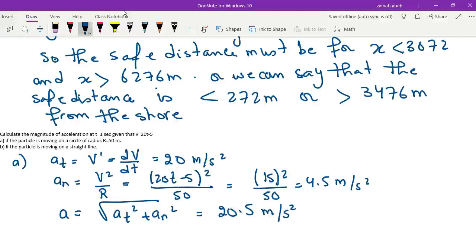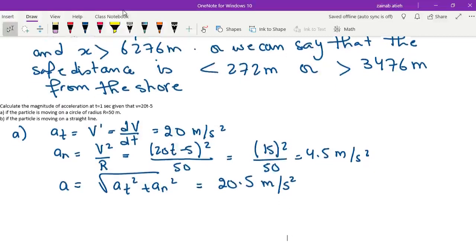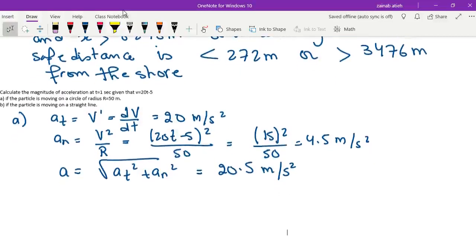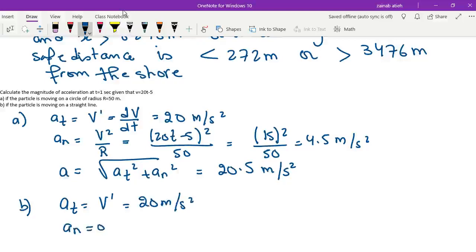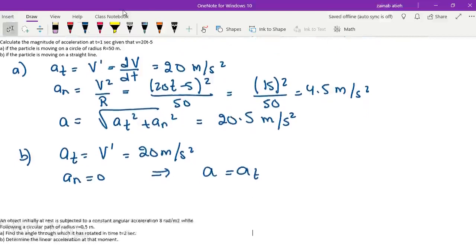Okay, in part B it says if the particle is moving on a straight line, so in this case ال AT كمان بتساوي V prime, it's equal to 20 meters per second squared, بينما ال AN is equal to 0 simply لأنه ال R is infinity, so V squared على R رح يطلع معي 0. فبستنتج أنا إنه ال A هي عبارة عن ال AT لأنه ما في AN, there's only AT. So this is the case of a straight motion.